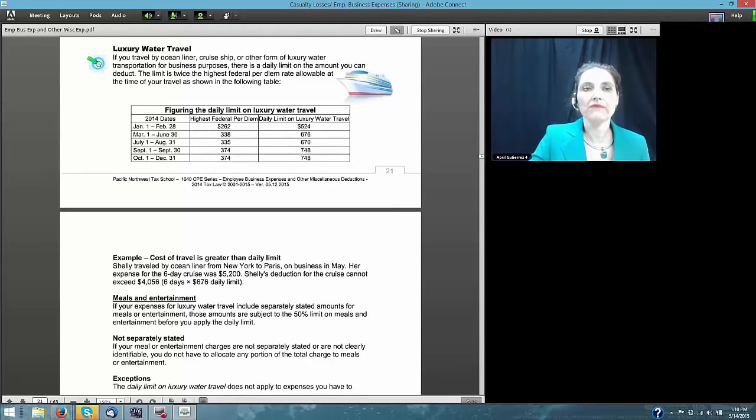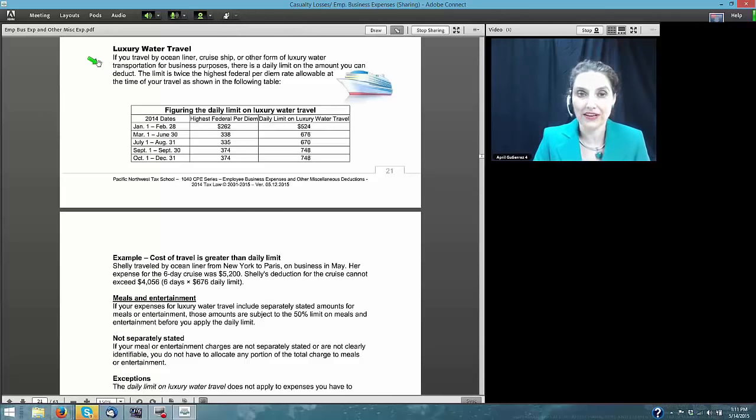So the next item of business travel we're going to look at is luxury water travel. I like to talk about how luxury water travel used to be the case that everyone traveled from the United States to foreign countries by water because there were no airplanes. You go back in time 100 years ago, if you wanted to go to Europe, you had to go by boat. And that was the way people got places, by boat. Well, here today in the modern era, of course, most everyone flies.